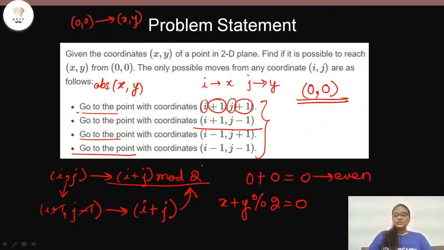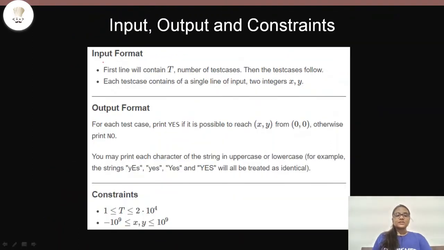And now let us see the input, output and constraints. The first line of input contains t, the number of test cases, and for each test case we have a single line of input x comma y. Then for the output, you print yes if it is possible to reach x comma y from 0 comma 0, or you print no. The constraints are large, so you have to take a data type which can take large values, but the complexity will be order of 1.